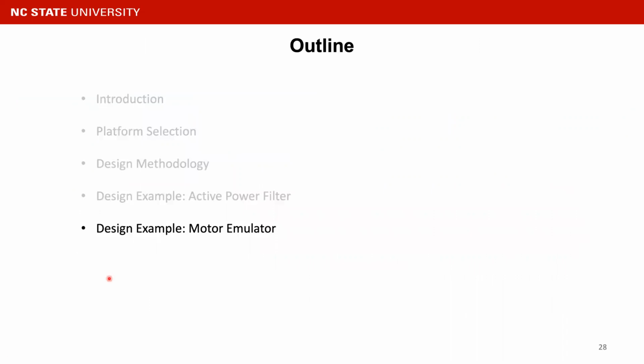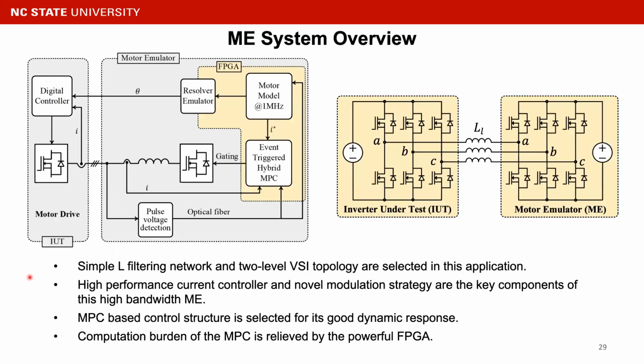Okay, now let's look at our second design example. This is a high bandwidth motor emulator. A brief introduction: a motor emulator is a power hardware-in-the-loop device which can mimic the terminal electrical characteristics of a real motor. Basically, we can use the motor emulator to test our inverter under test and also validate our new motor design.